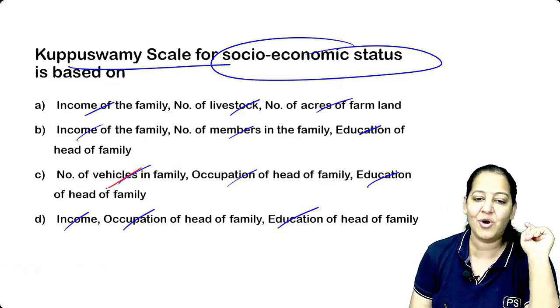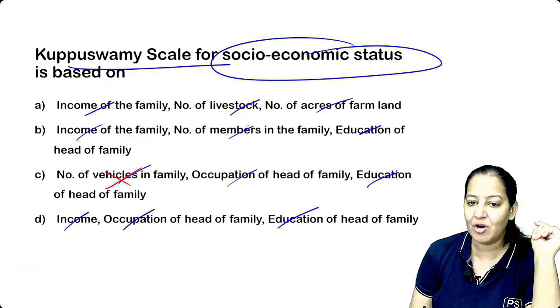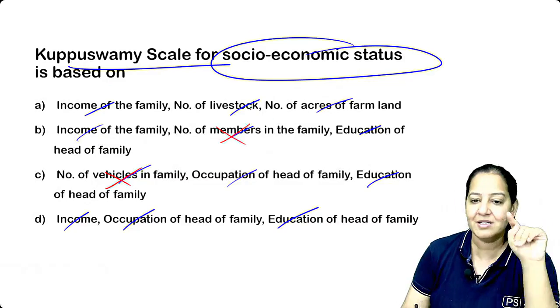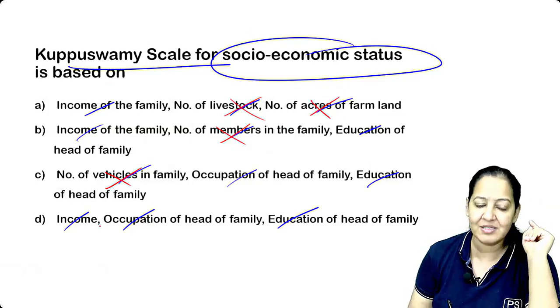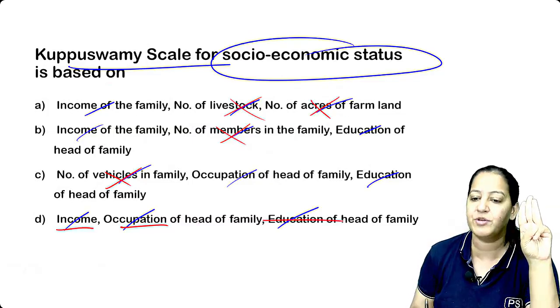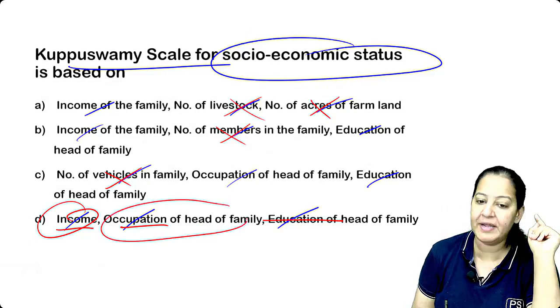So status does not depend on how many vehicles you have. Status does not depend on how many members are there in the family. Status does not depend on how many livestock are present in the family, or how many acres of land you have. Status depends on 3 things: income, occupation, education. Income of the family, occupation of the head of the family, and education.